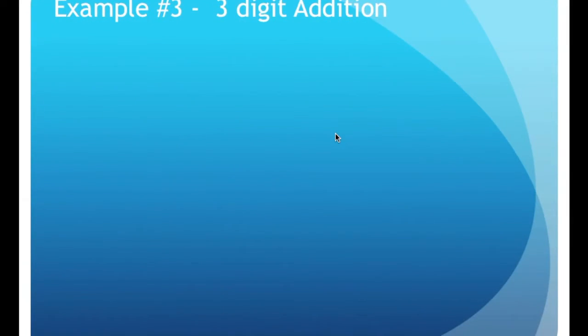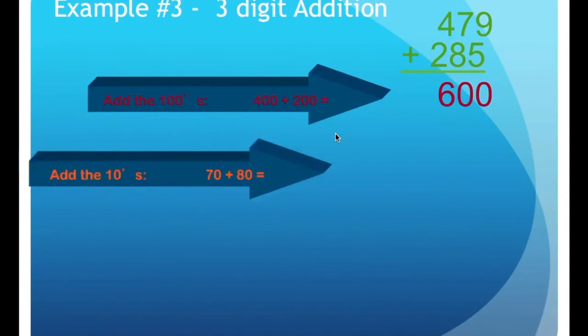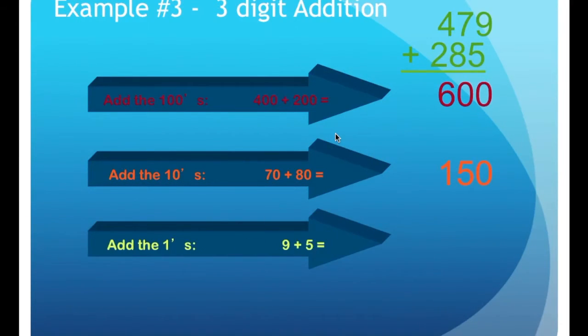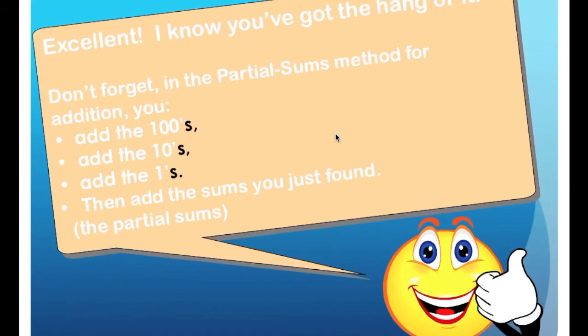Example number 3 of 3-digit addition. Here's our problem. 479 plus 285. I'll give you another couple seconds to try to solve this by yourself. All right, here we go. So first, we add the hundreds. 400 plus 200 equals 600. Then we add the tens. 70 plus 80 is 150. Then we add the ones. 9 plus 5, which equals 14. And our grand total then comes to 764. Excellent. I know you've got the hang of it.